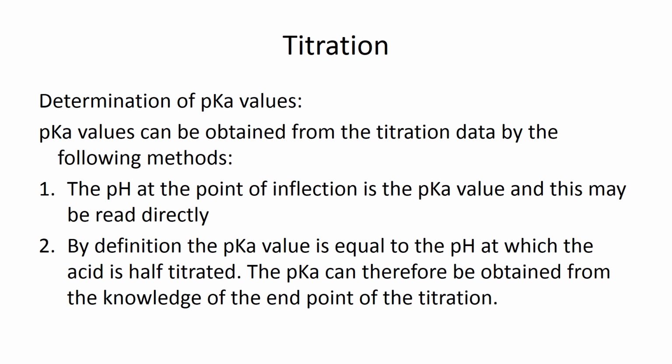The pK value can be obtained from the titration data by the following method. The pH at the point of inflection is the pK value, and this may be read directly. By definition, the pK value is equal to the pH at which the acid is half titrated, or half converted into its conjugate base. Acetic acid and acetate are in half concentration: 50% is acetic acid and 50% is acetate. The pK can therefore be obtained from the knowledge of the endpoint.